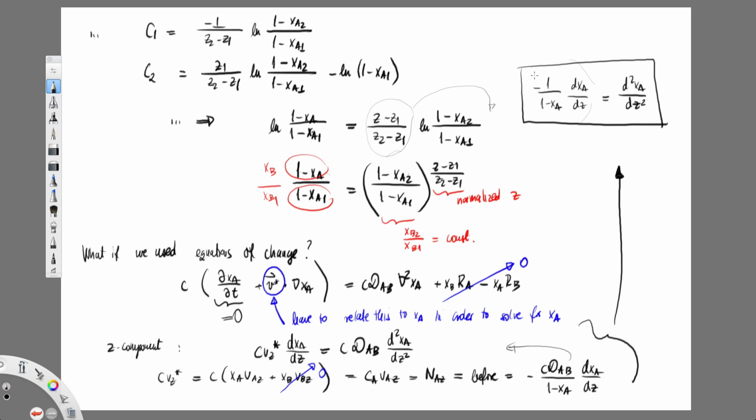So again, I'll leave it to you which one you're more comfortable with in solving. I believe that shell balances are a little easier to actually integrate as you're solving the problem. Okay, so this is just to show you the difference.